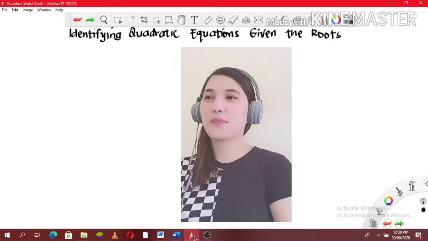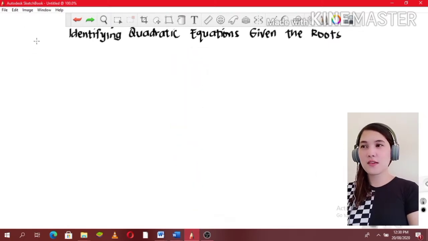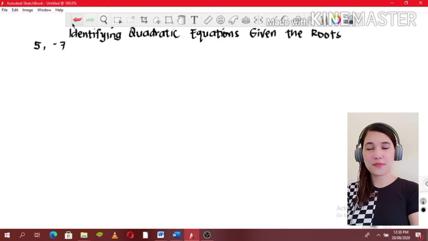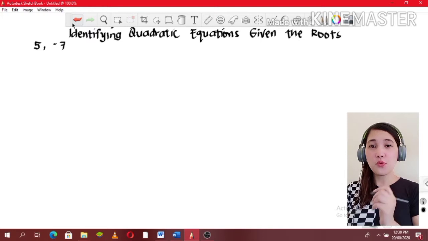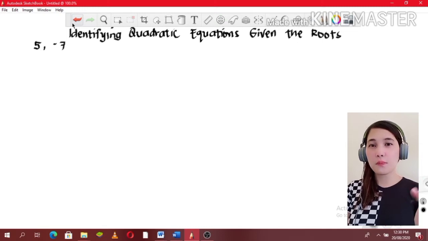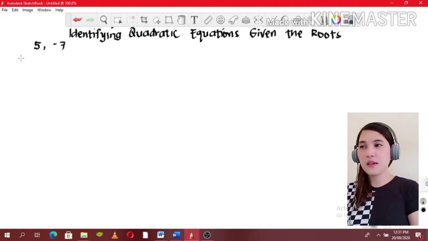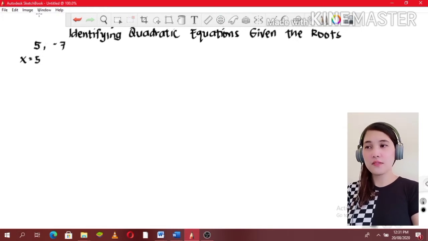Okay, let's start. Let's say the given roots are 5 and -7. Okay, from these roots, paano natin malalaman kung anong quadratic equation ang may roots na 5 and -7? So again, here we will work backward. The first thing we should do is, since these are the roots, it means that these are the values of x. So we will write these roots equal to x. So this will become x equals 5 and x equals -7.